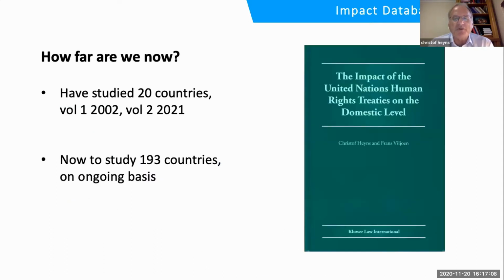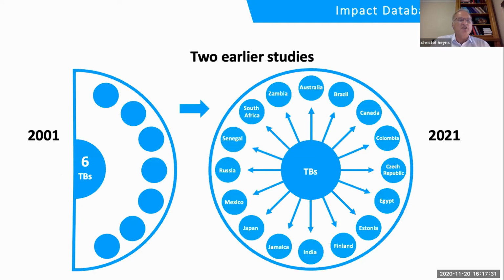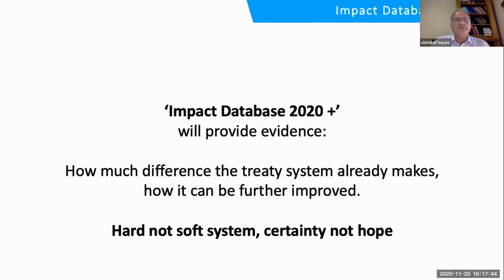So how far are we now? You saw the book that Frans held up. We did a study of 20 countries, which we published in 2001, it should actually be. And then the next one will now be published in 2021. So 20 years later, we look at the same 20 countries, and we have country researchers in every country. Now the idea is to study all 193 countries on an ongoing basis. So where the first study looked at 6 treaty bodies in 20 countries, the second study is looking at most of those countries again, two decades later.